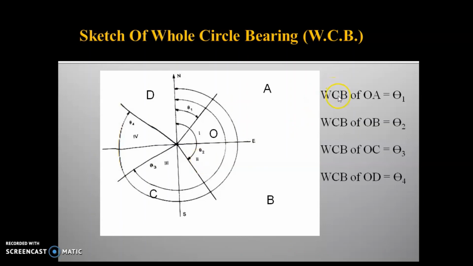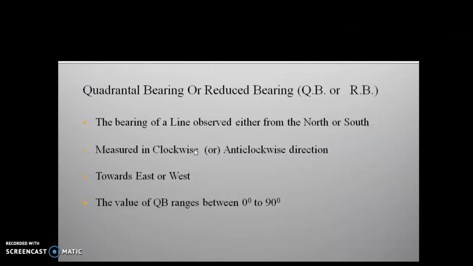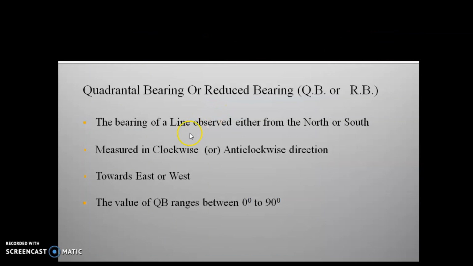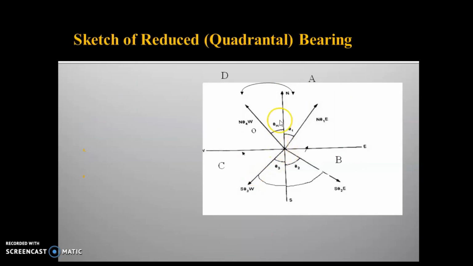Now WCB of OA will be what? Just directly this theta 1, next theta 2 for OB, and for OC it is theta 3 and OD it is theta 4. Right. Coming to the quadrantal bearing system, which is also known as reduced bearing system. And one more thing is whole circle bearing is also known as azimuthal bearing system. Now here the quadrantal bearing system is the measured bearing of a line observed either from the north or south, measured clockwise or anti-clockwise towards east or west. So like this.